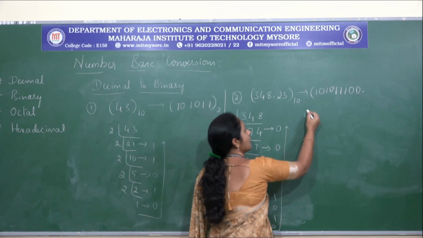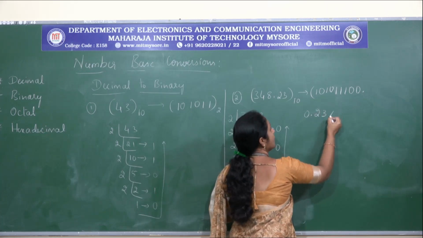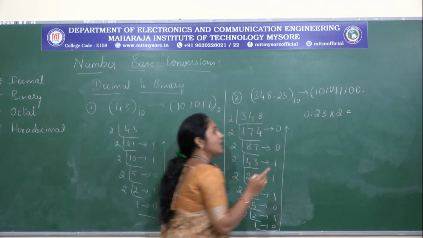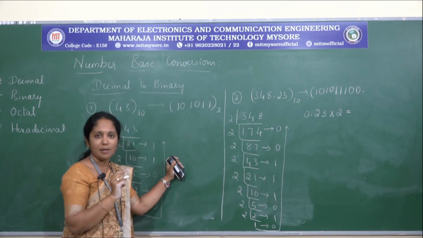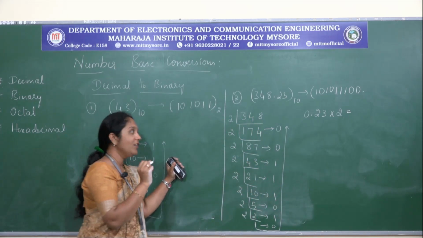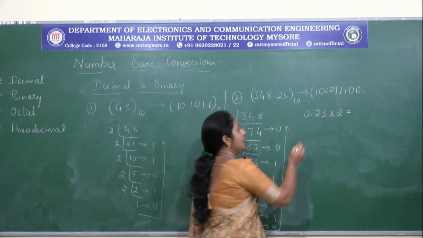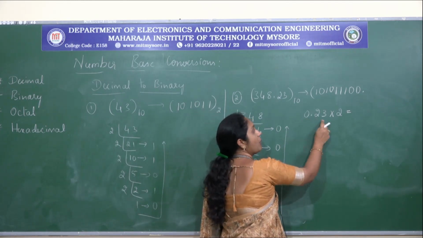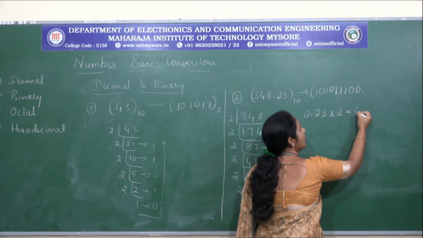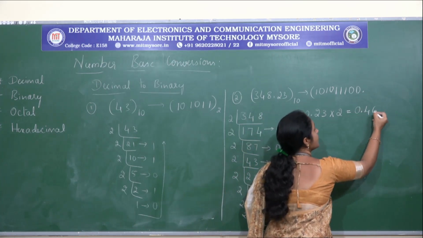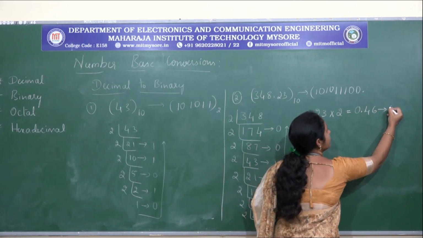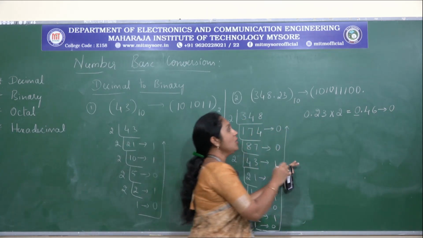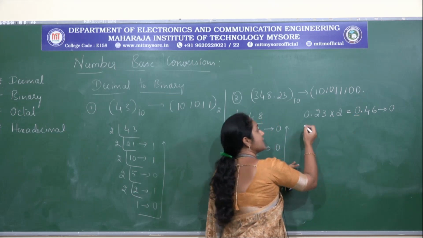Let me consider the fractional part, 0.23. So here what are we supposed to do? The procedure for converting the fractional part is we need to multiply by 2 and record the digit which is before the decimal point. For example, 0.23 is the fractional part. If you multiply, we will get 0.46. Here I have 0 as the digit before the decimal point. I need to note it down while passing to the next step.